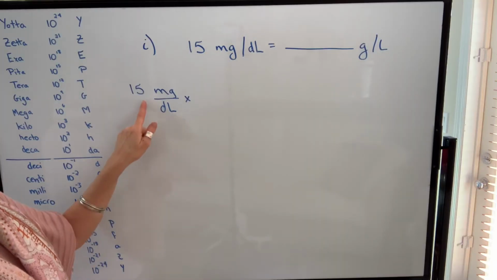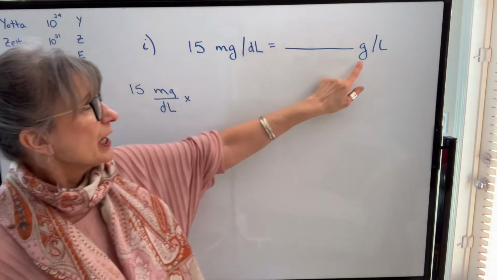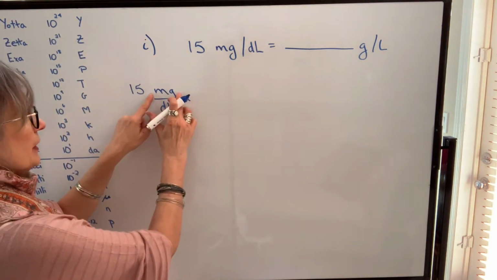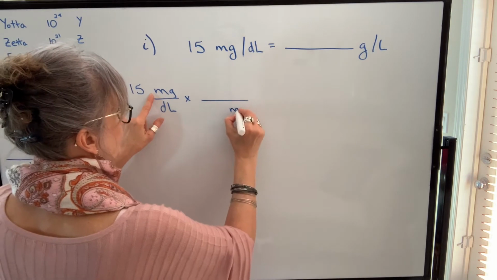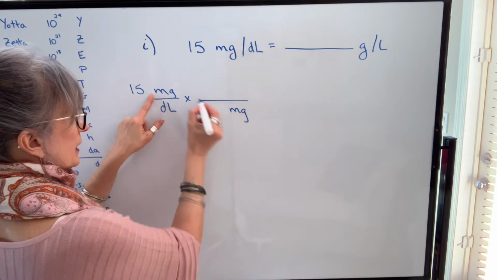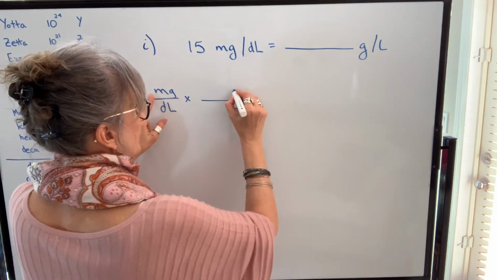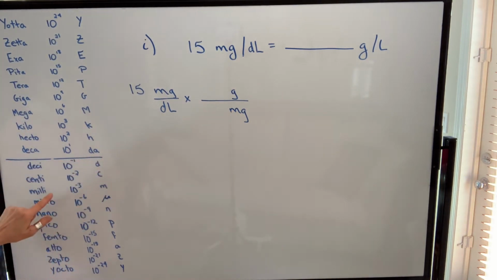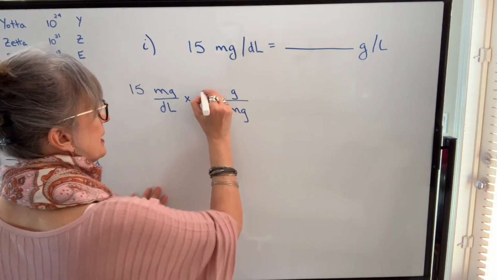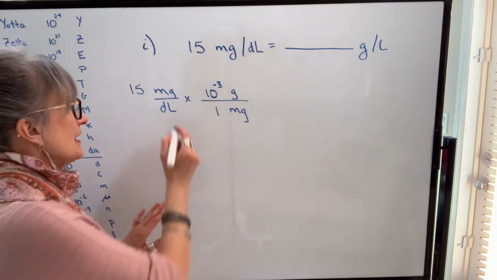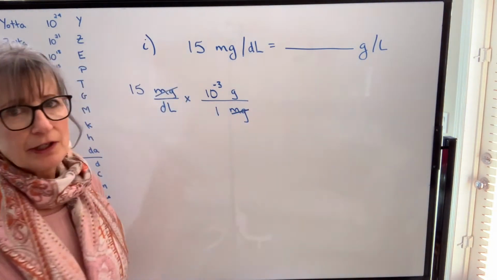So in order to change 15 milligrams per deciliter to grams per liter, I deal with one unit at a time. So I start with the numerator, and I want to change from milligrams. Because it's in the numerator, to change it needs to go in the denominator so that it can cancel, and I want to replace it with grams. Then I go to my chart. I'm dealing with milli. Milli has a value of 10 to the negative 3. So I know 1 milligram is equal to 10 to the negative 3 grams. That allows me to cancel the milligrams.